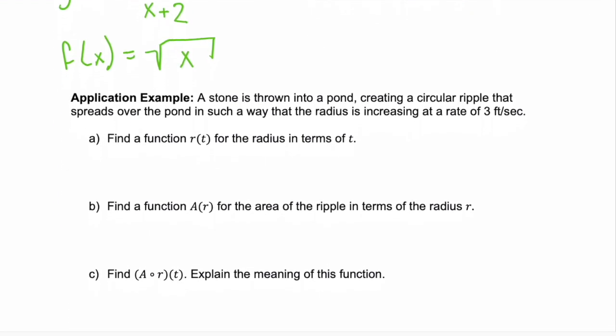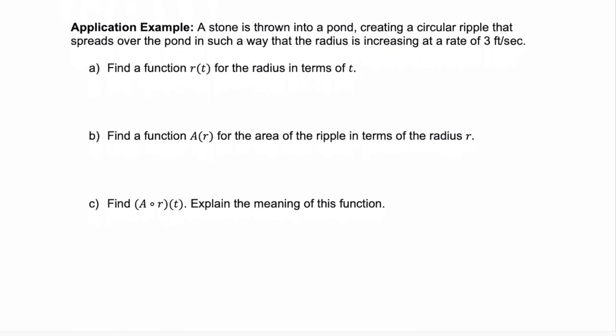Of course, we have to look at an application. A stone is thrown into a pond, and it creates a circular ripple that spreads over the pond in such a way that the radius is increasing at a rate of 3 feet per second. For part A, we're asked to find a function r of t for the radius in terms of time. Well, what did the problem tell us about the radius in terms of time? That the radius is 3 feet per second. So it's 3 times t.